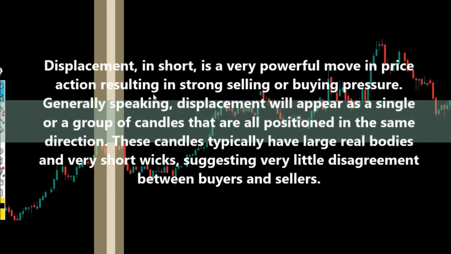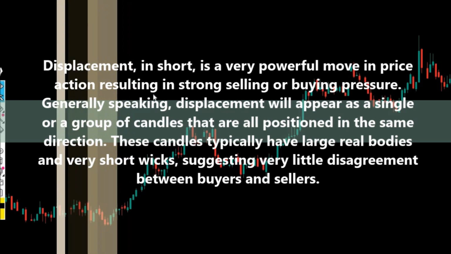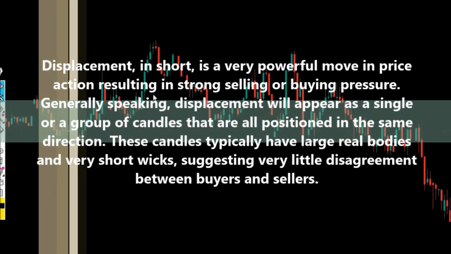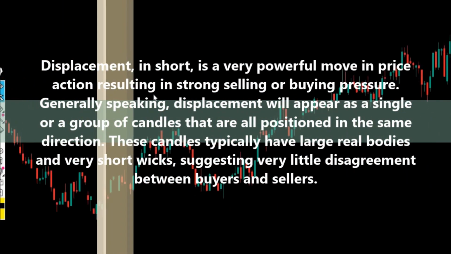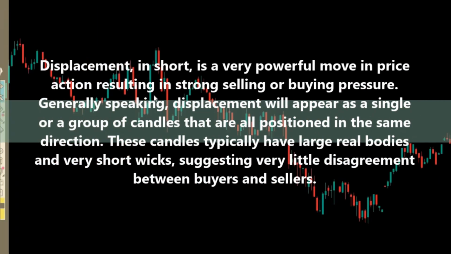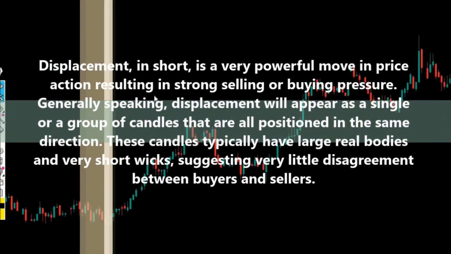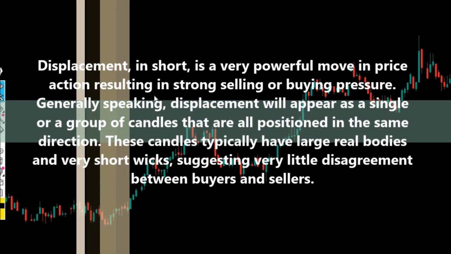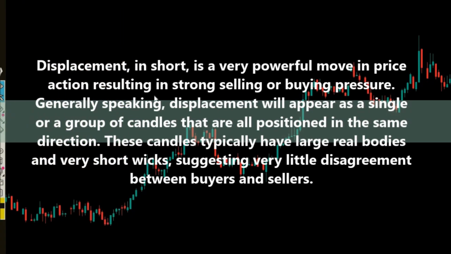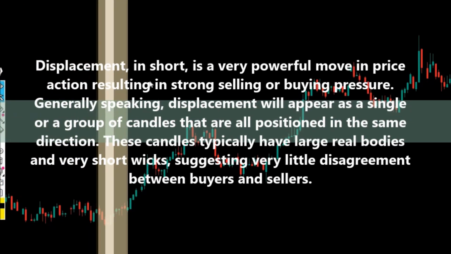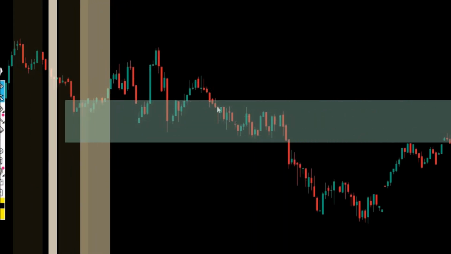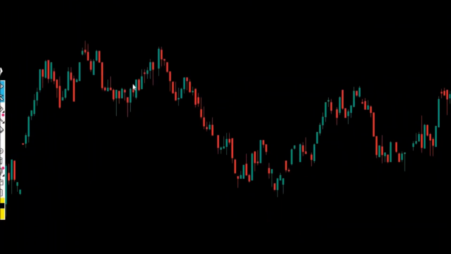So generally speaking, displacement will appear as a single candle or a group of candles that are all positioned in the same direction. These candles typically have large real bodies and very short wicks, suggesting very little disagreement between buyers and sellers. And I say this because I know most of you have really understood what it means. Why? Look at this example.